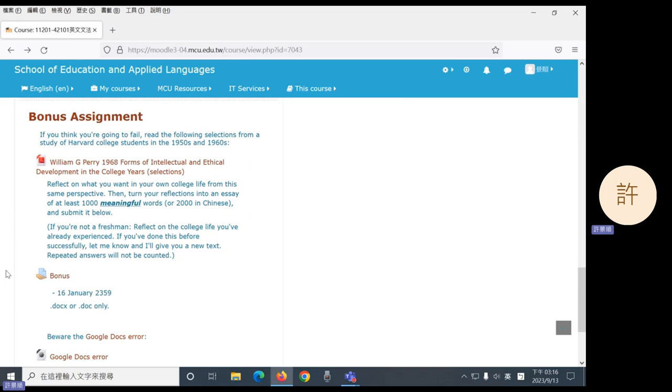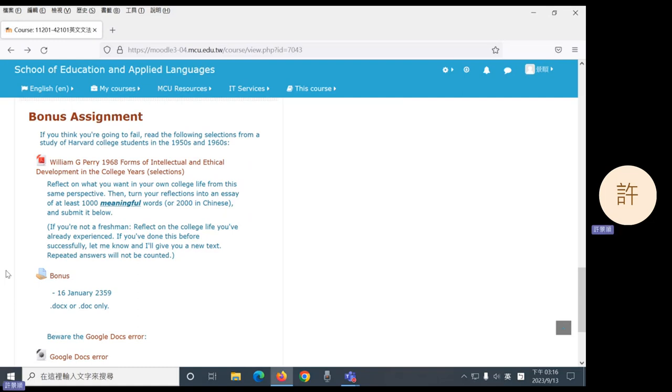I will try my best to help you learn grammar and help you pass the course. But if near the end of the semester, you look at your grades and you don't think you're going to pass, you can consider doing the bonus assignment. If you do this correctly, the lowest final score you will get is 60, a passing grade. If we have graduate students, your lowest score will be 70, a passing grade.